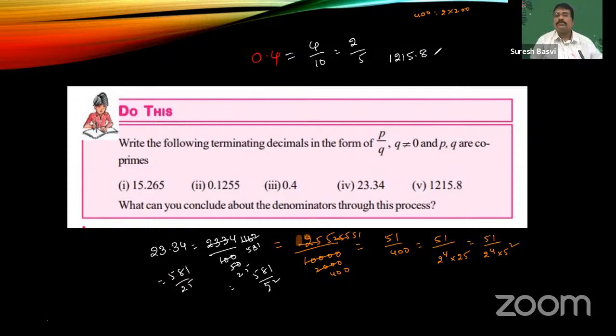So 1215.8 is 12158 by 10. So this is nothing but 2 6 are 12, 0 is there, 2 7 ja, 2 9 ja, 5, 6079 by 5. So it is also in the form of P by Q, where P, Q are co-primes.